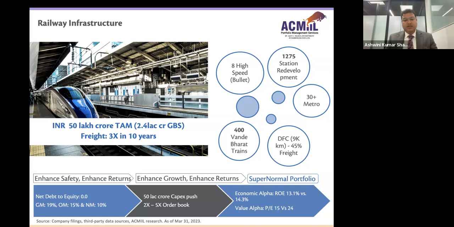And then again, this is with very few companies. They have gotten these orders, and they have started putting up the manufacturing plants and so on. We are working on high-speed networks. We are working on metro networks or rapid transit corridors. We are working on the modernization of our stations. So they have already identified 1,200 stations. The budgets are crazy, right? For this, we will be going and modernizing.